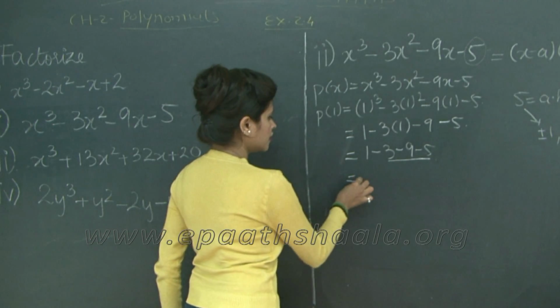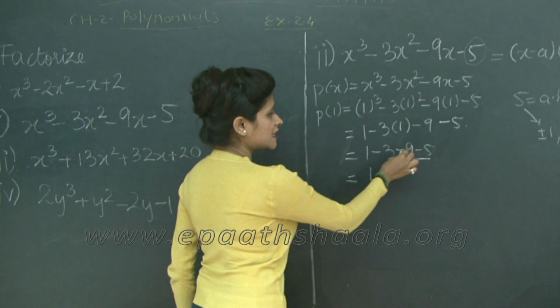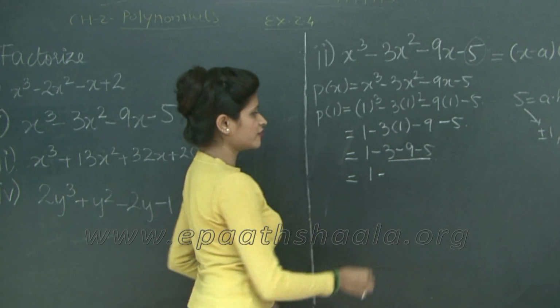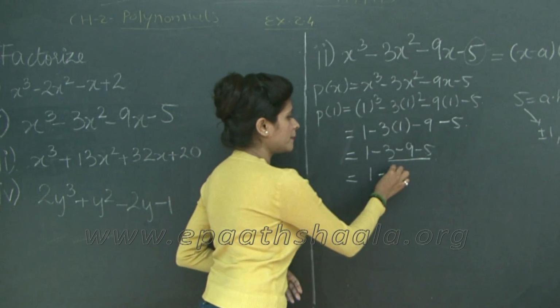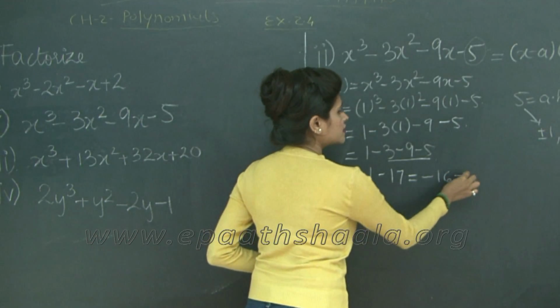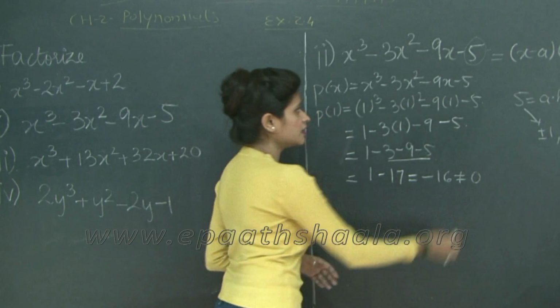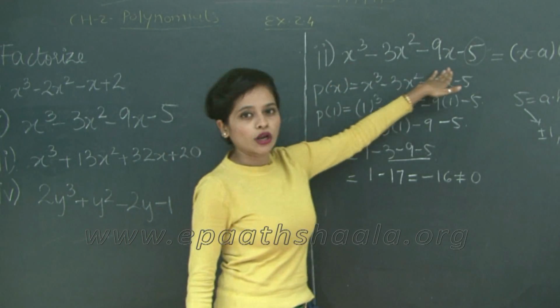Okay. So I get 1 minus 3 minus 9 minus 5, which is going to give me 9 plus 3 is 12, 12 plus 5 is 17. So 1 minus 17 is equal to minus 16. Now this is not equal to 0, right? So x minus 1 is not a factor of this polynomial.